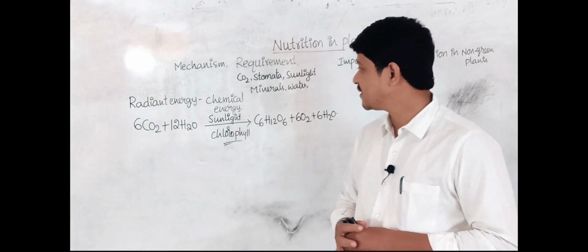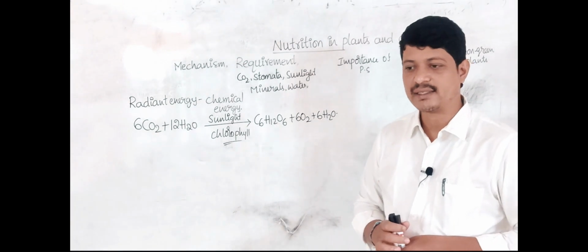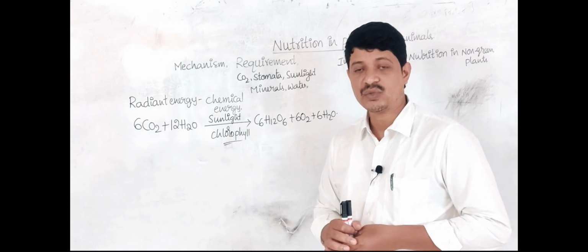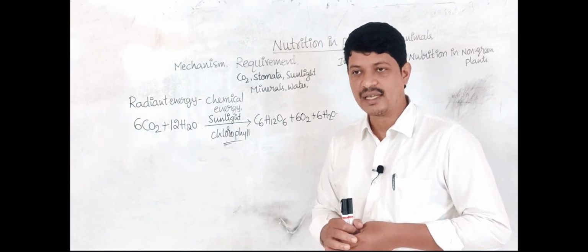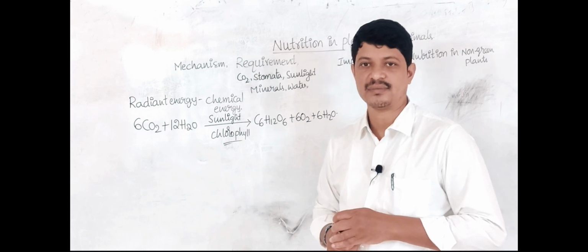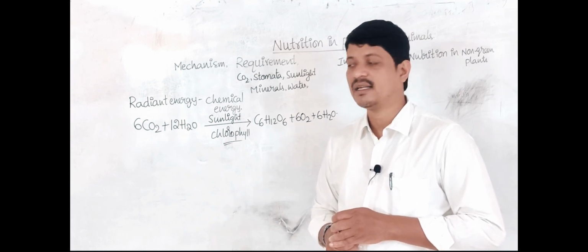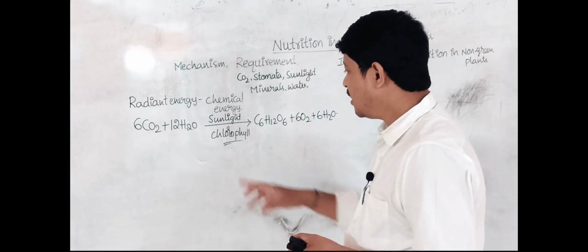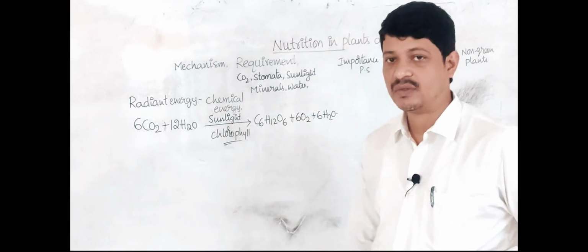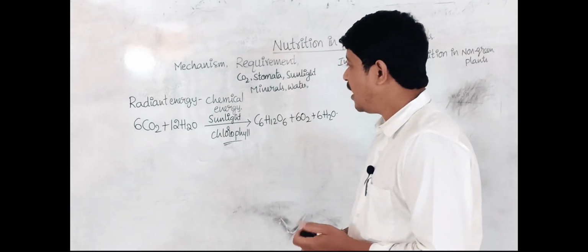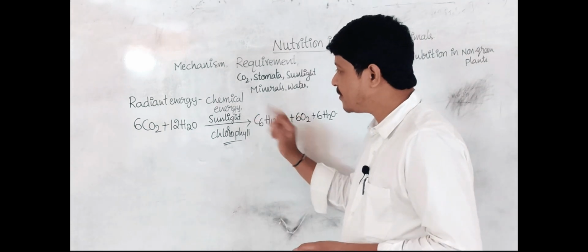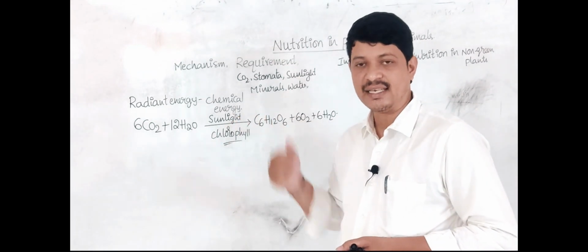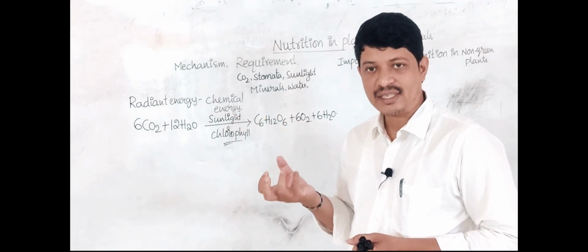And coming to the sunlight, it is the source of energy. With the presence of this energy, plants can prepare their own food particles. So the energy source for the plants is the sunlight. Then chlorophyll: at first in this process, plants trap the sunlight.